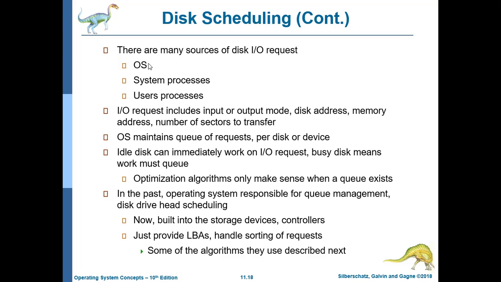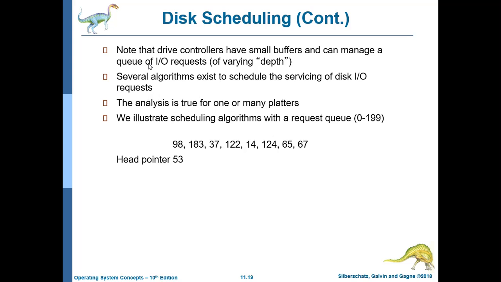So now, this is built onto the storage devices and controllers, which just provide the LBA. LBA is the logical block address. They handle the sorting of requests, and then some of the algorithms they use are described next. So we have this example. Note that drive controllers have small buffers and can manage a queue of I/O requests of varying depth.